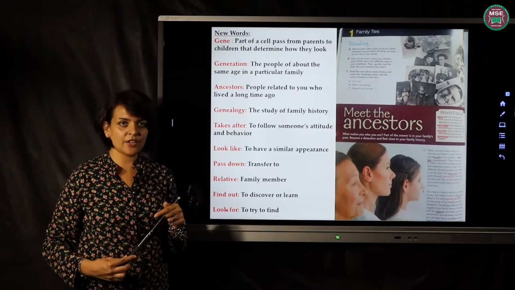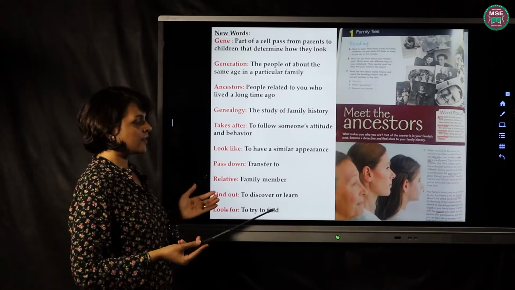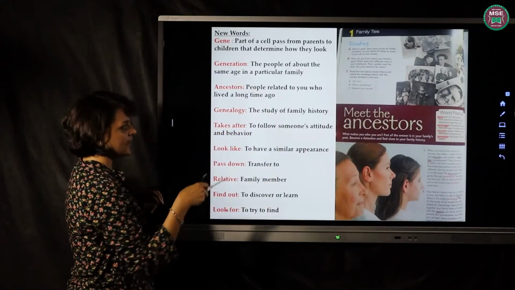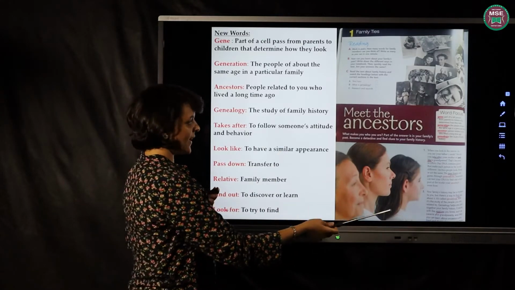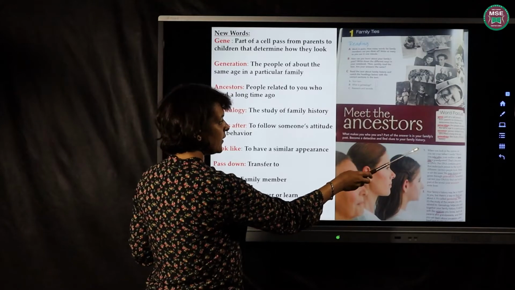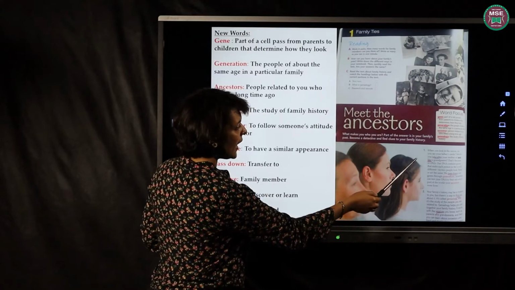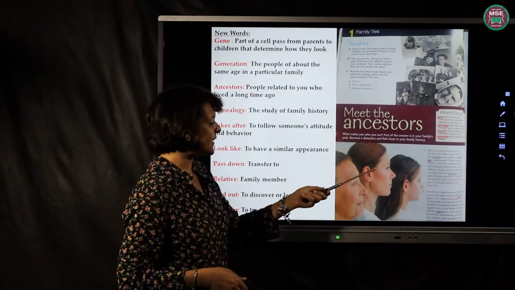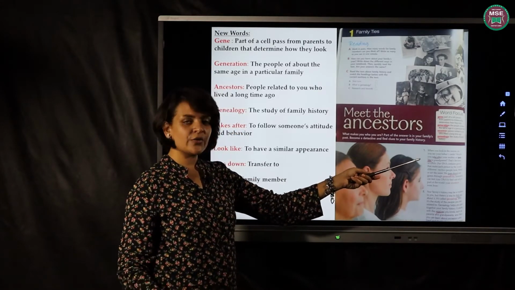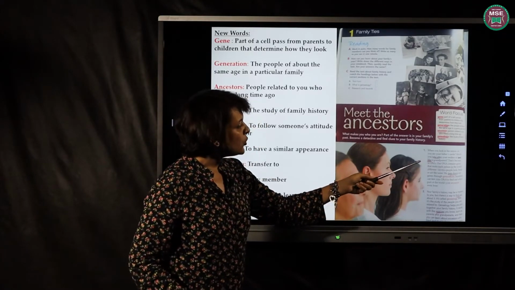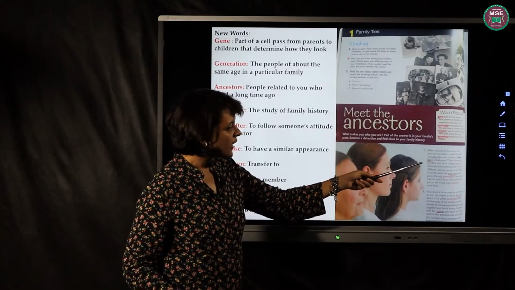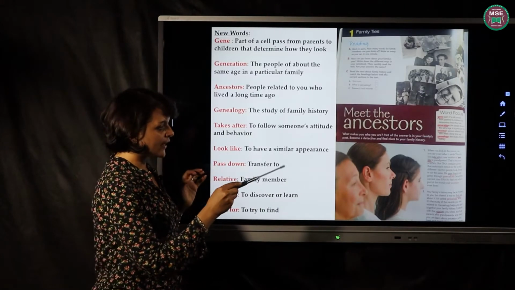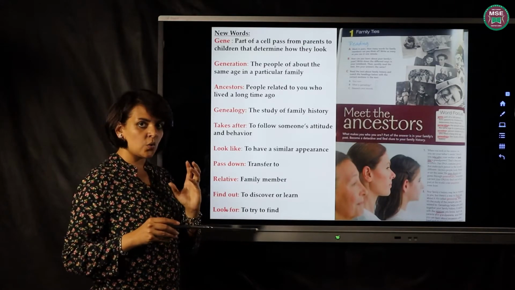Let's see our topic in the unit. Here in your books, the first part has the words that we have just explained, and more from the text. Here we have the text, the first main point. Here we speak about how we look like our parents and how we take after our parents. Let's read this part. When you look in a mirror, do you see your father's smile? Maybe you take after your mother or look like a grandparent. So this paragraph focuses on your appearance or your attitude.